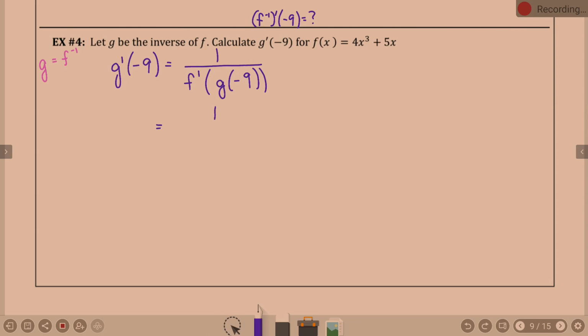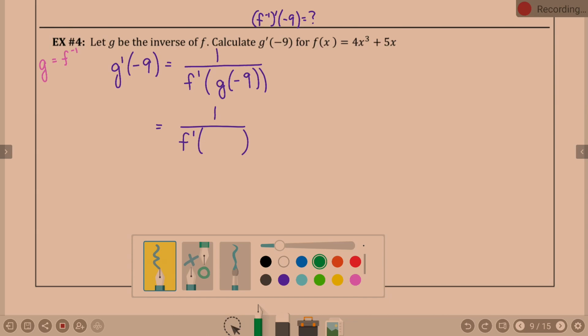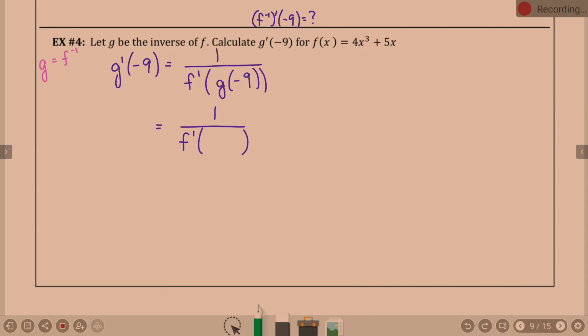So, 1 over f prime, and what we've got to find right now is g of negative 9. In order to find g of negative 9, that's the inverse, right? So that's us trying to find f inverse of negative 9. Well, if negative 9 is the input on f inverse, what is it on f of x? It's the output. So we want to find when f of x equals negative 9.